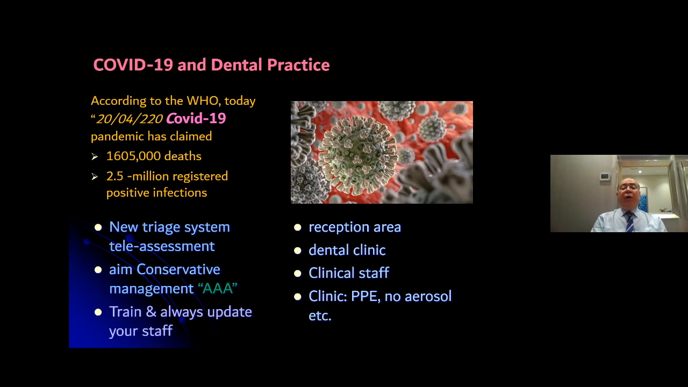But it's important to do the right triage and train whoever is going to talk to the patient about how to triage using telephone conversation, ask the necessary questions, ask about the temperature or possible exposure to COVID-19. And the whole idea is to aim to have a conservative management with the AAA, which is analgesia, anti-inflammatory, and the antibiotic. This actually was done by the British Dental Association, the Royal College of Surgeons of Scotland.